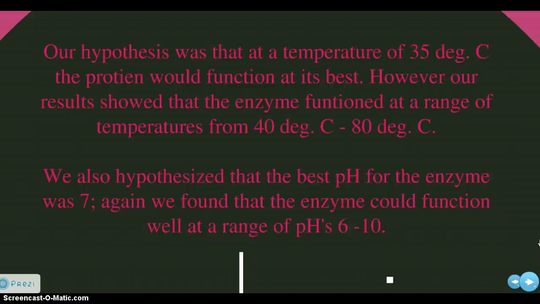Based on the pictures that we saw, we know that this was when it reacted the best. We also hypothesized that the best pH for an enzyme was 7. And we ended up finding out that the enzyme could function well at a range of pH 6 through 10, which was a bit unexpected because of the range that we thought could happen.